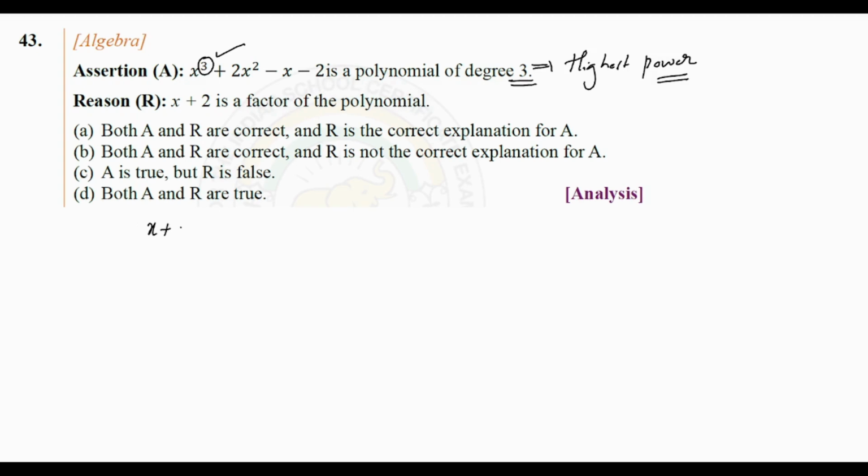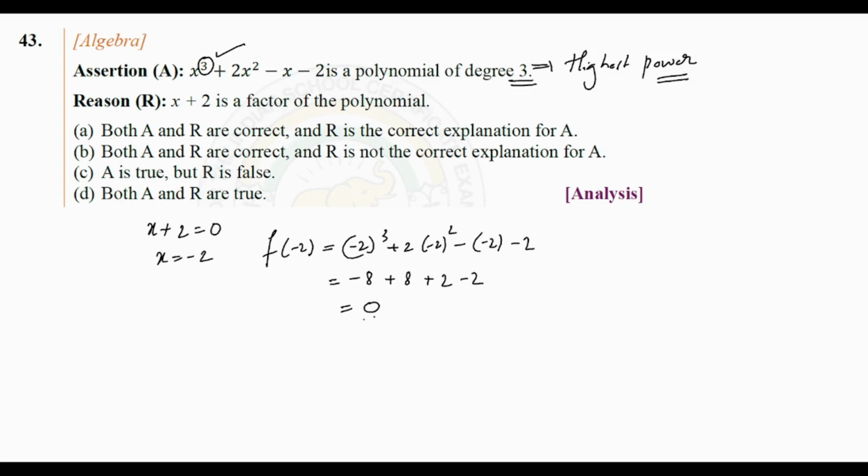Later, x plus 2 is a factor of the polynomial. So what I am doing: x plus 2 equal to 0, x is equal to minus 2. So f of minus 2 I am supposed to find out. Minus 2 the whole cube plus 2 into minus 2 the whole square minus of minus 2 minus 2. So I get minus 8, then plus 8 plus 2 minus 2, which I get as 0. So x plus 2 is a factor. This is also true.